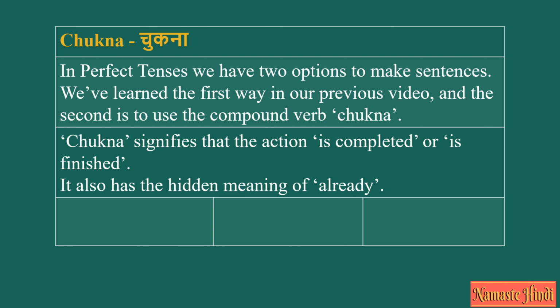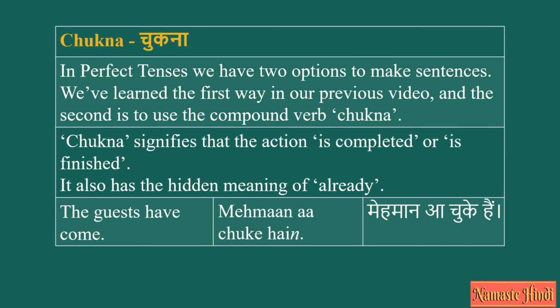Today we are going to learn about Chukna sentences. In perfect tenses, we have two options to make sentences. We learned the first way in our previous video, and the second is to use the compound verb Chukna. Chukna signifies that the action is completed or is finished. It also has the hidden meaning of already. For example, the guests have come. In Hindi it would be मेहमान आ चुके हैं.